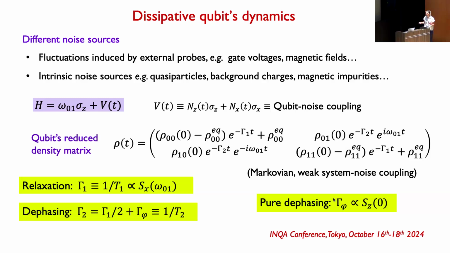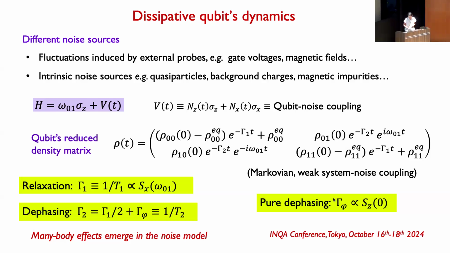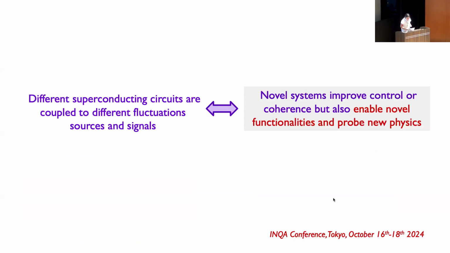Due to the fluctuation-dissipation theorem, in the simplest case of Markovian and weak system-noise coupling, you will be able to relate the relaxation and dephasing rates to the spectrum of the fluctuations. So here you will see some of the dynamics of the bath and of the properties of your system. I hope I've convinced you that different qubits will be coupled to different sources of fluctuation and different signals.